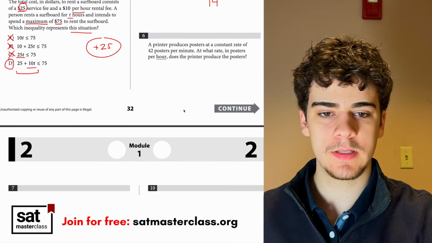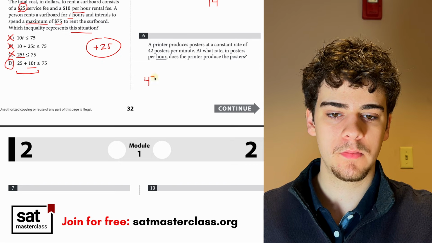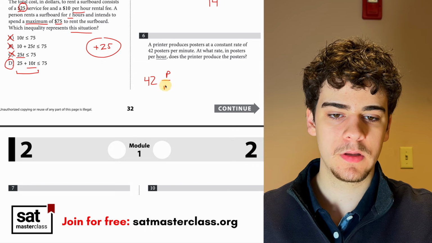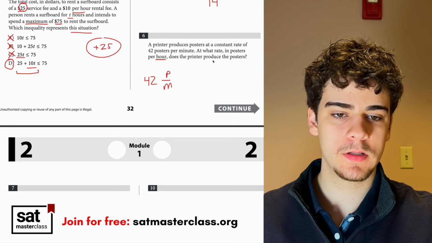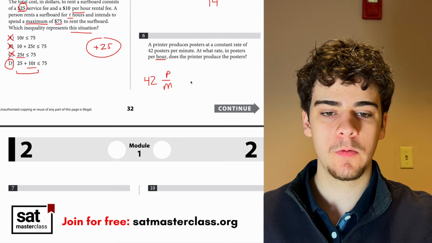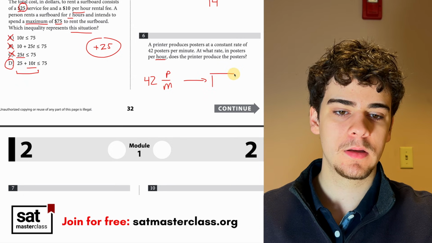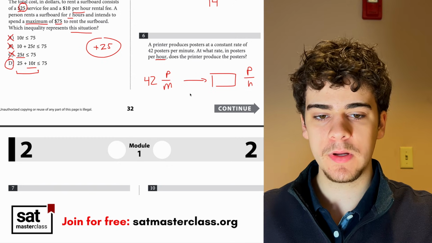Okay, question 6. A printer produces posters at a constant rate of 42 posters per minute. So I'll write out the units. At what rate in posters per hour does the printer produce the posters? Okay, so we have it in posters per minute. We want to get it into some value, but for posters per hour. So how do we do that?